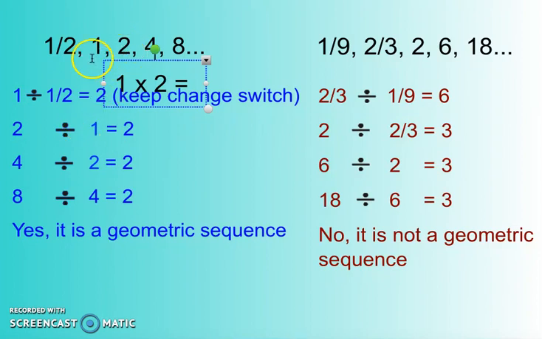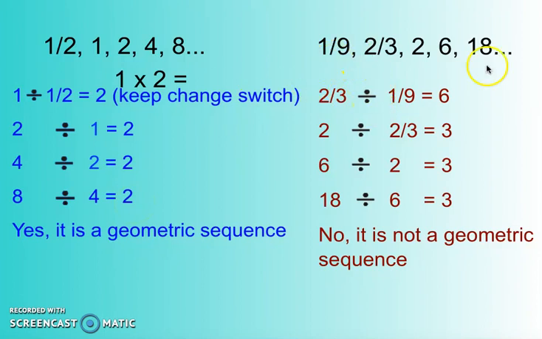Then if I take 2 divided by 1, 2 divided by 1 is 2. 4 divided by 2 is 2. And then 8 divided by 4, lastly, is 2. And so notice this one is considered a geometric sequence because all of the quotients are the same.